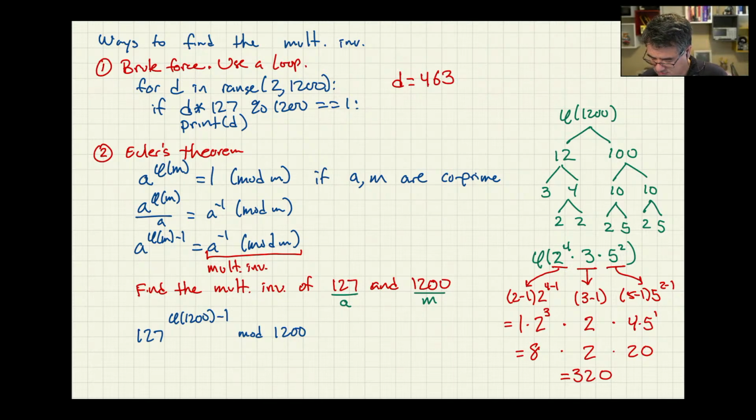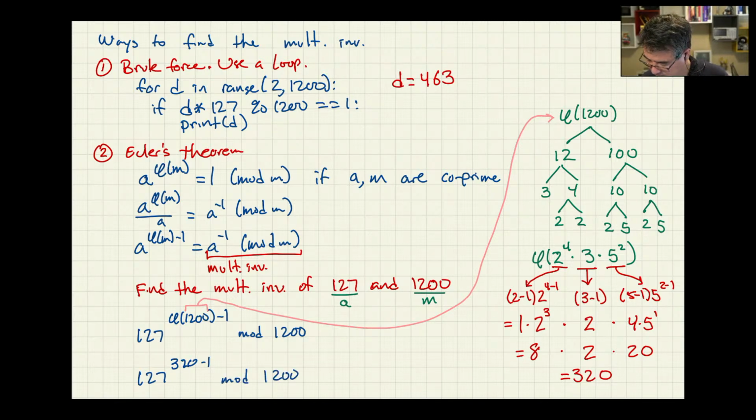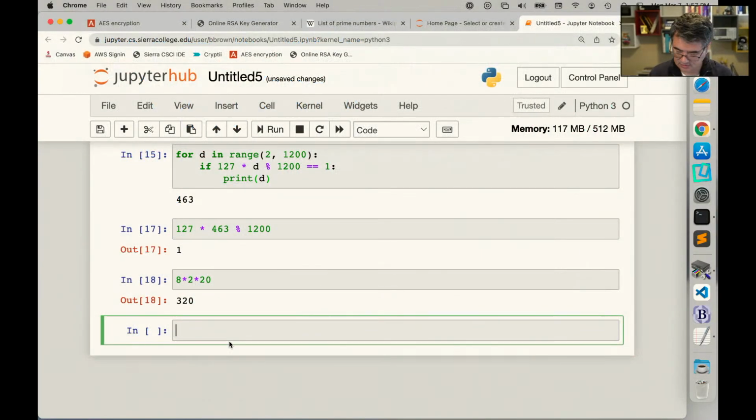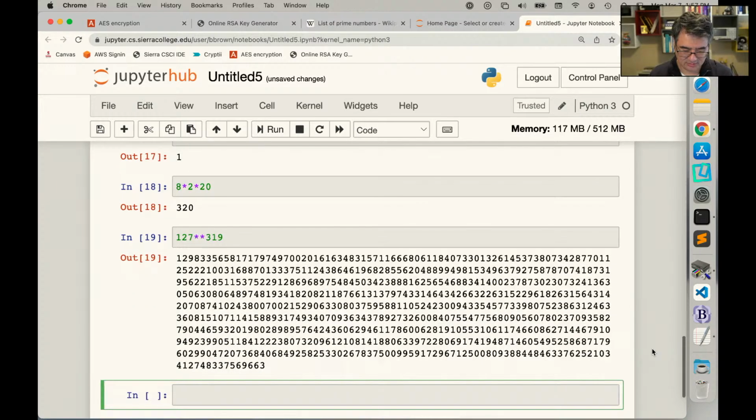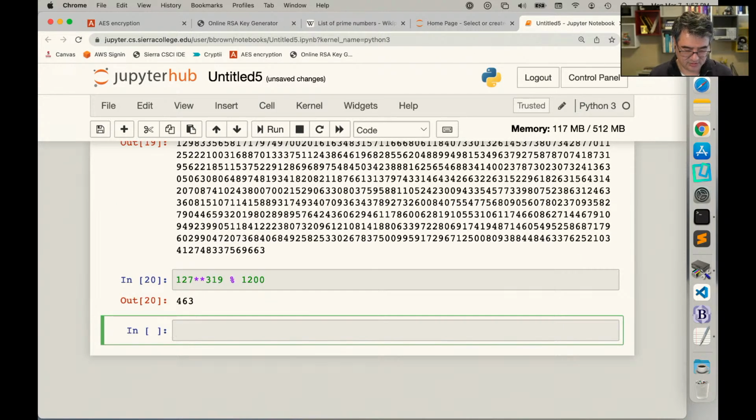Okay, so what did we do there? We took this 1200 number right here, and we came over here and calculated that. And then this number 320 came back, and we're doing 127 to the 320 minus 1 power, mod 1200. So this 320 number came back and got plugged in right there. And let's try this out. So 127 raised to the 319th power. Whoa, that's a big number. But remember, we're doing mod 1200. And we get 463. All right. That is what we are looking for.